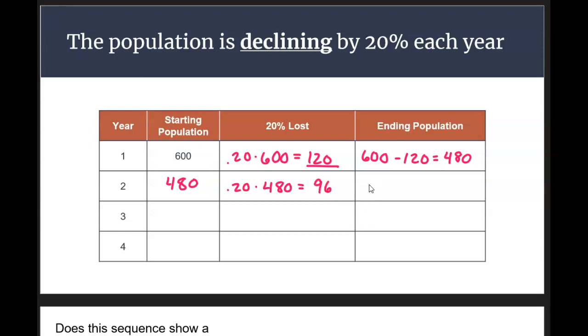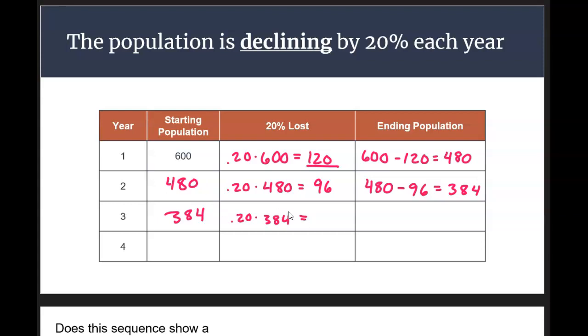So our ending population is going to be 480 minus 96 equals 384. So pause the video here and see if you can fill out the rest of the table before I do, and then compare your answers and see if we get the same answer. So then our next starting population is 384. We do 0.20 times 384.